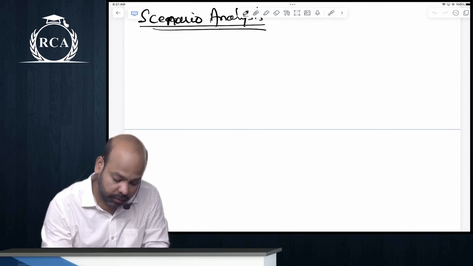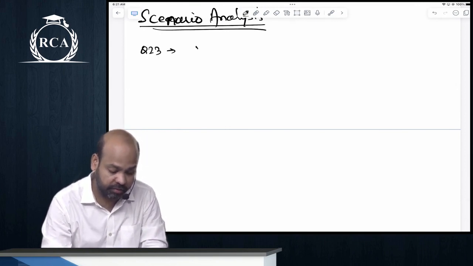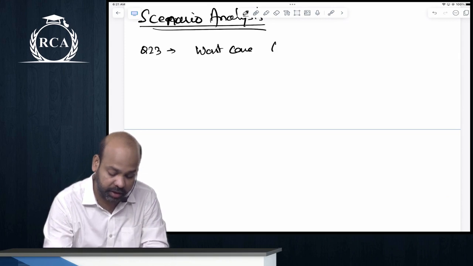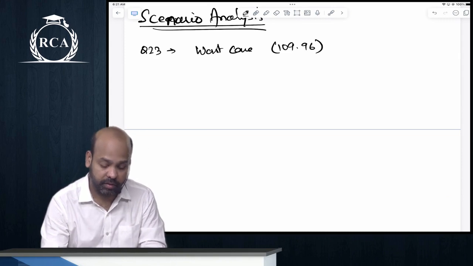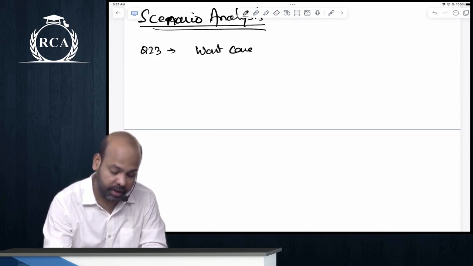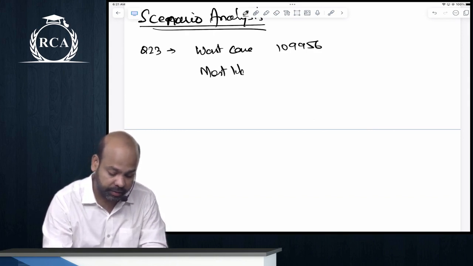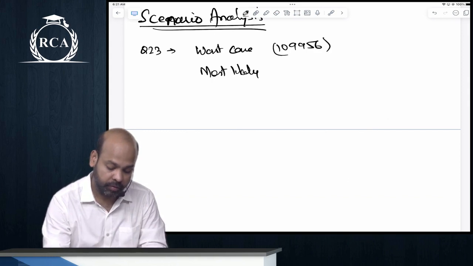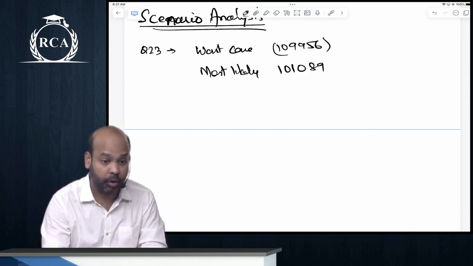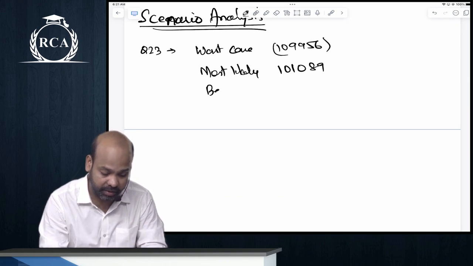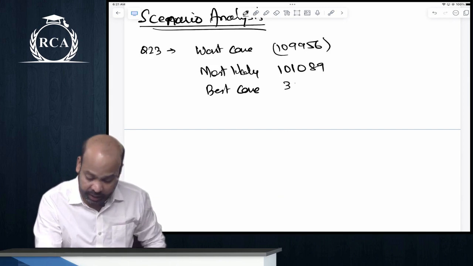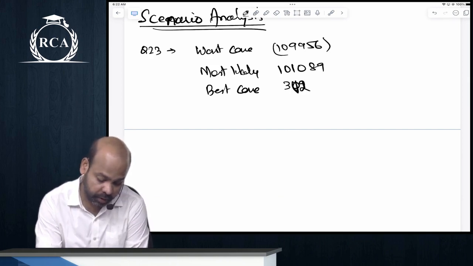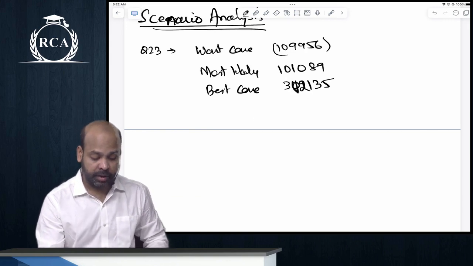Question number 23. In the worst case scenario we are getting an NPV of negative 1,09,956. Most likely scenario: 1,01,089 positive. A little difference is fine. Best case scenario: 3,12,135. Did you all write this?